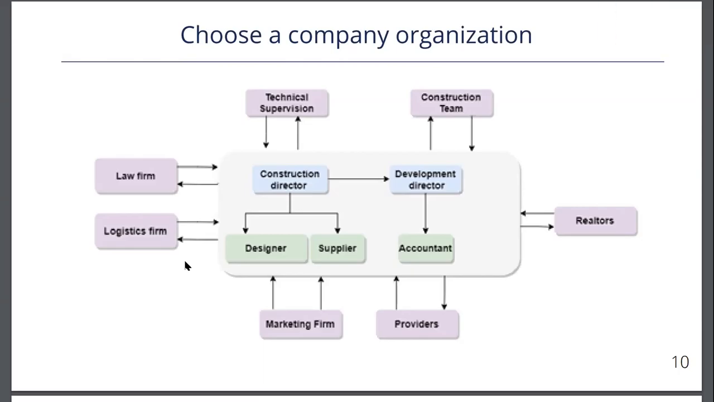About measurable criteria, we need to check the costs of the company. For example, we will lose the constant salaries for the technical supervision and construction team, but we will have one-time salaries for the law firm and marketing firm. I cannot provide detailed numbers because of security.